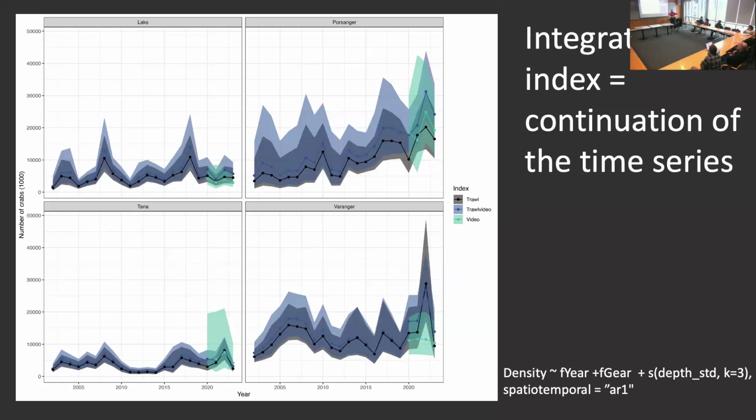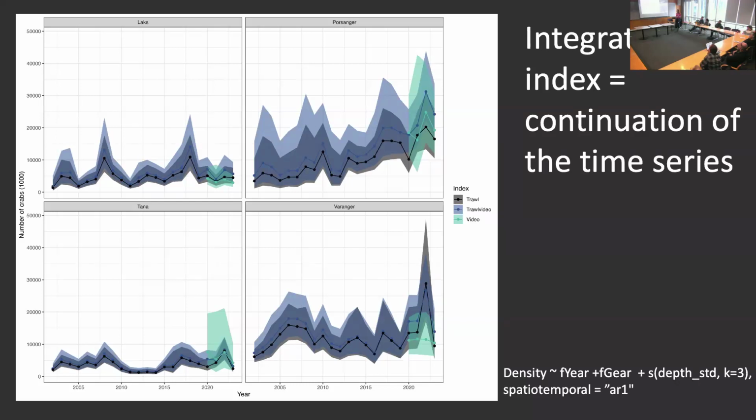Here we want to continue the trawl time series by moving on with the video. So the idea is to integrate those two indices into one, and it seems like it's quite consistent. So here's the trawl, and the video is in green here, and you have the trawl index, and then the combination, the integrated index, in blue.